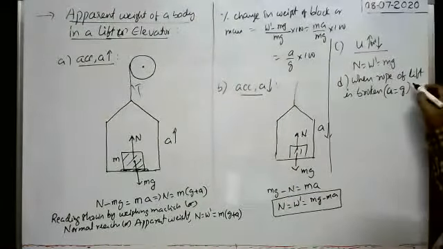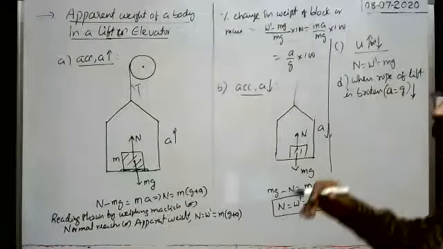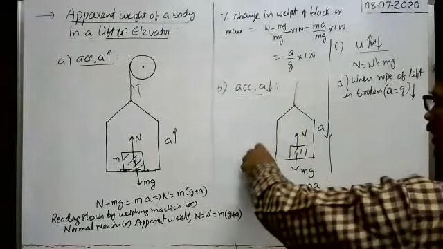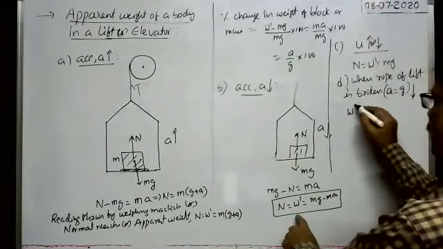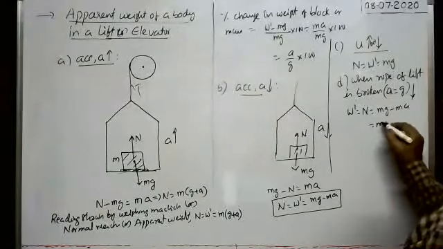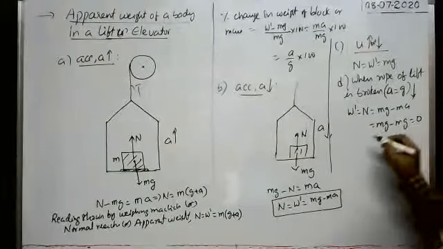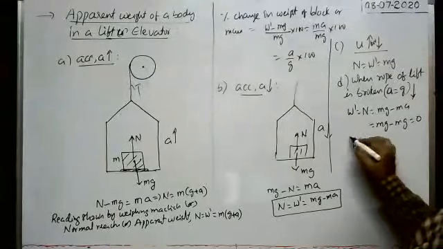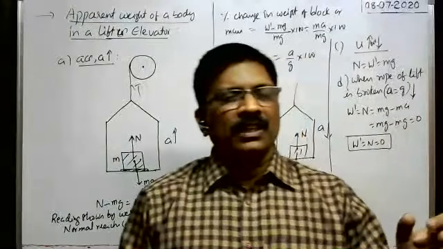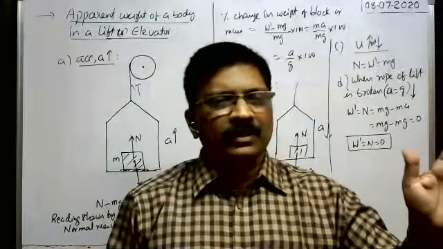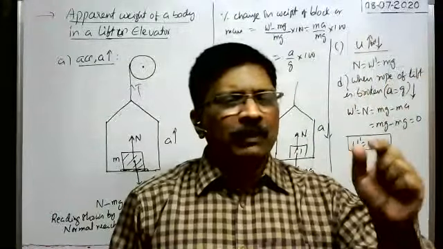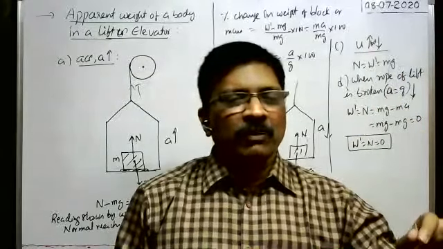When the rope of the lift is broken, the lift comes down with an acceleration equal to acceleration due to gravity. In such case, the apparent weight of the body is equal to normal reaction, that is equal to mg minus ma, that is equal to mg minus m into g, that is equal to 0. Therefore, apparent weight or normal reaction becomes 0. That means when the rope of the lift is broken, the lift acts as a freely falling body, and every person inside the lift seems to be in a weightlessness condition.